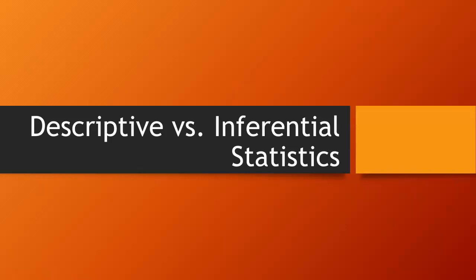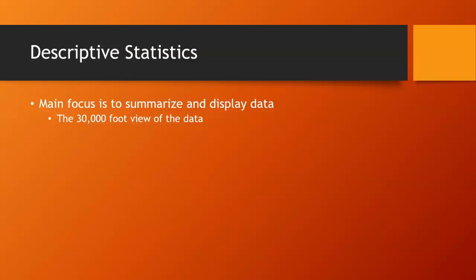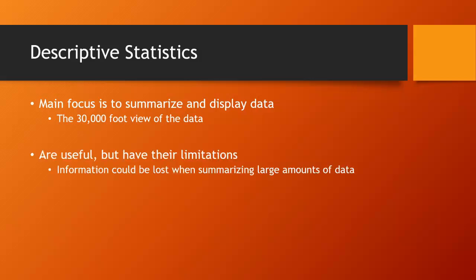So what's the difference between descriptive statistics and inferential statistics? Let's start with descriptive statistics. So the main focus of descriptive statistics is to summarize and display the data. Think of it as taking the 30,000-foot view of all of the data that you have. It can be useful, but as you can assume, it has some limitations.